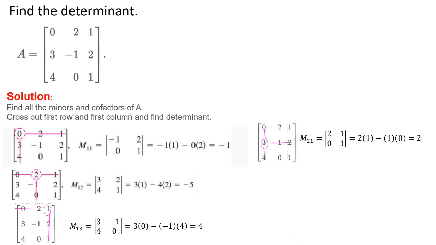We still have to consider, now let's go down the first column. So 3, I cross out the row and column, the first column, second row. So we're left with 2, 1, 0, 1. So 2 times 1 is 2, minus 0 is going to be 2.